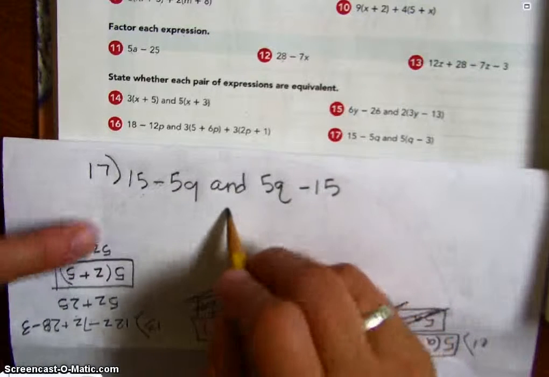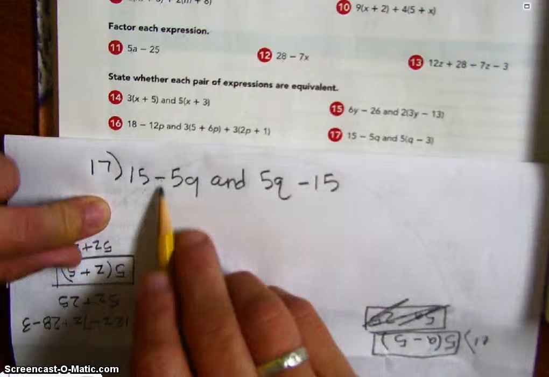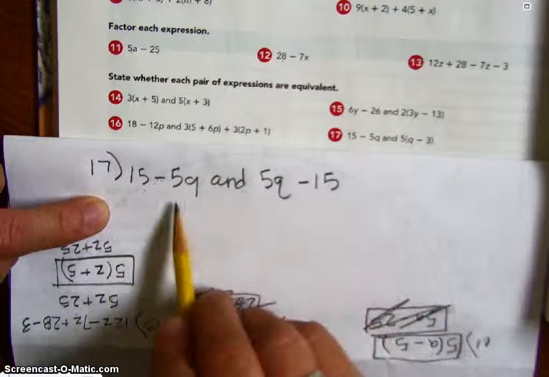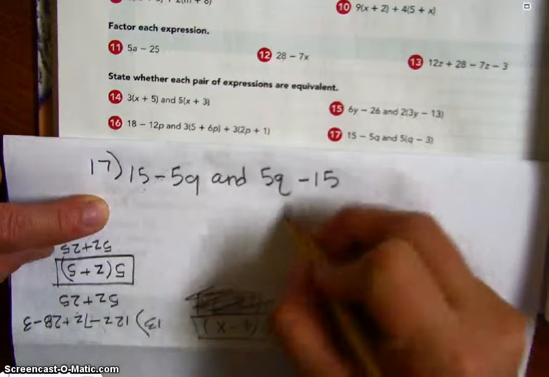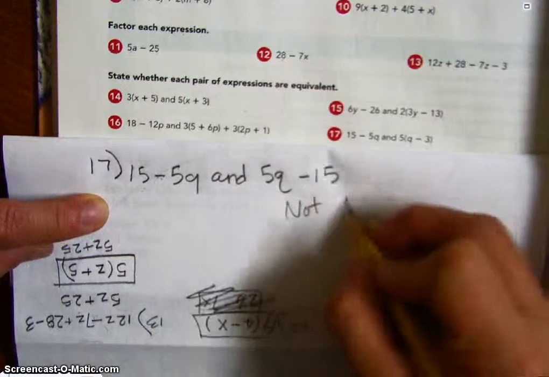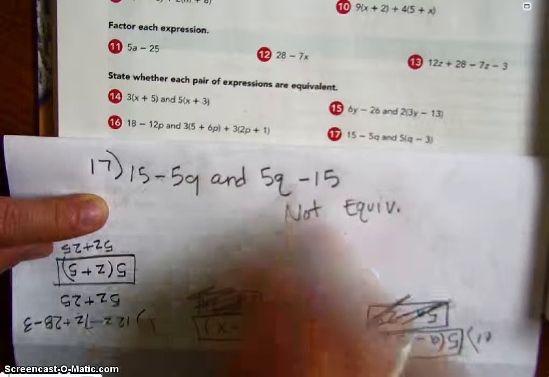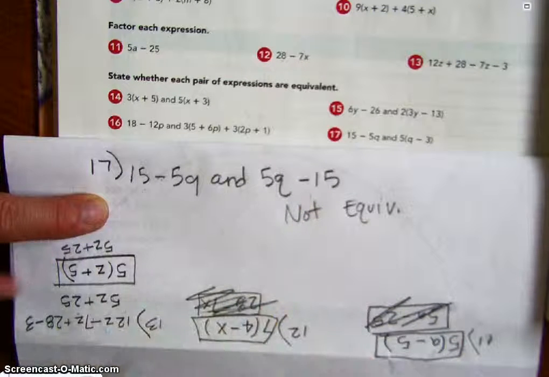Okay, so that one is not going to be equivalent because, again, we are takeaway, and takeaway can't swap those around. So 15 take away 5q is not going to be the same as 5q take away 15. So it is not equivalent. Make sure you don't get confused on those. If it's takeaway or division, it can't be swapped around. If it was addition or multiplication, it could.